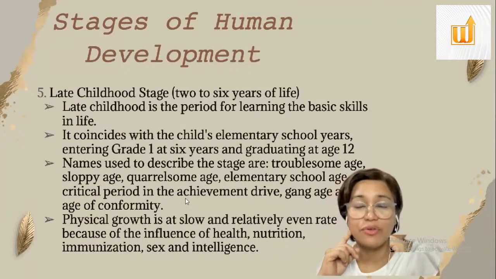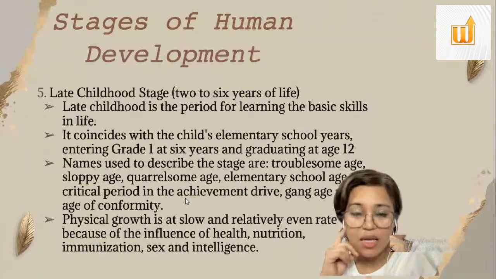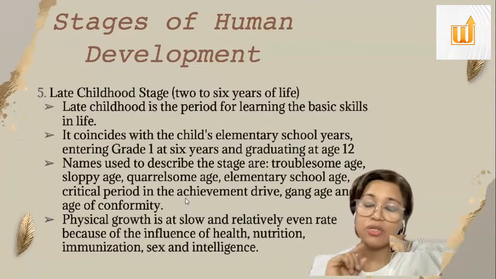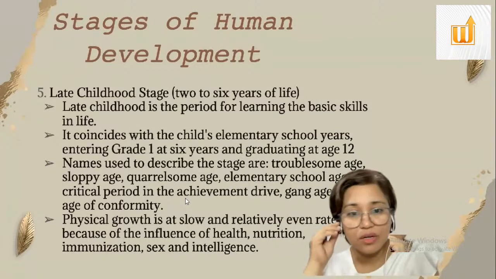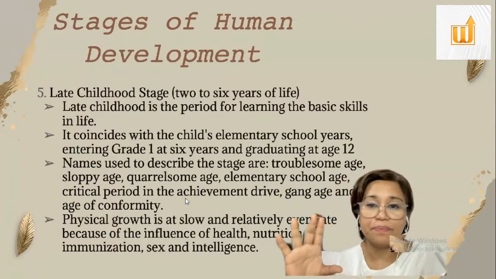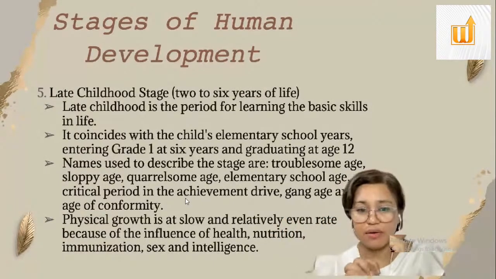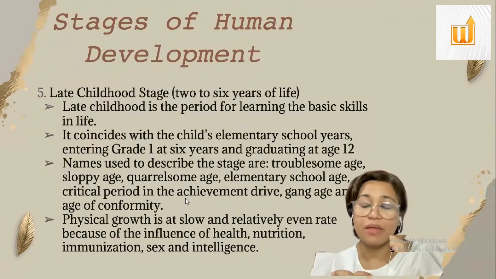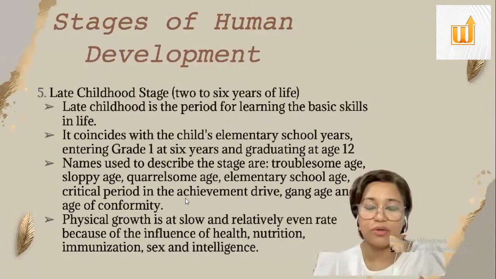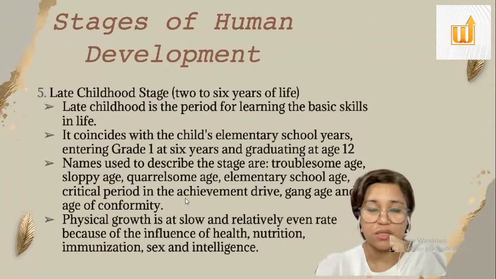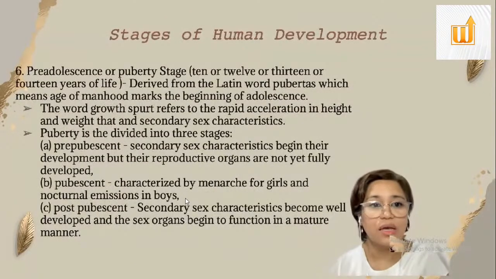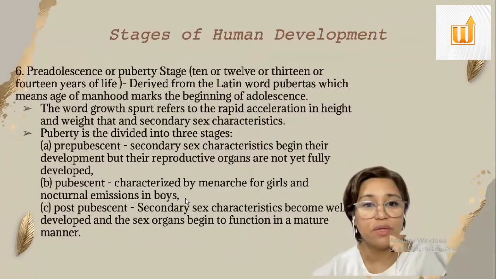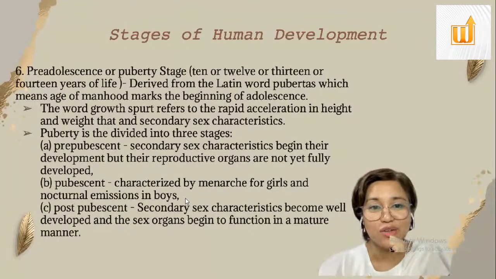Sabi nila nagkakaroon ng growth gap during these years. And so immunization is important during this period, and also proper nutrition and proper care is important for them to realize, and for parents to actually provide them the needed support in order for them to grow during these years of growth. And then we have the pre-adolescence or puberty stage, pre-teens, maybe 13 or 14 years old.